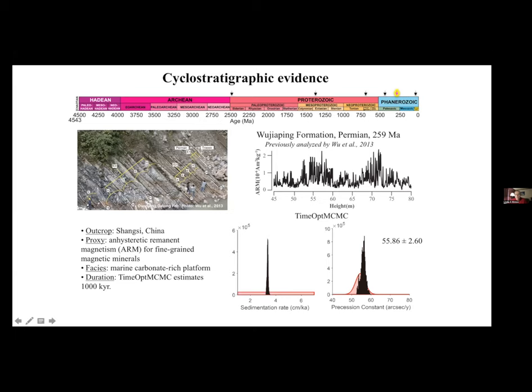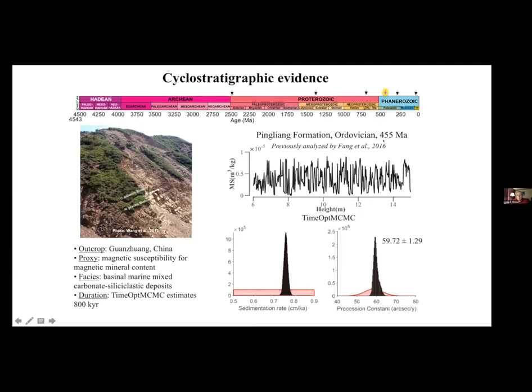And the TimeOpt MCMC results give us about a 3 centimeter per 1,000 year sedimentation rate and a best fit. This is a prior, and this is the end result of the Monte Carlo simulations, giving us a best fit of 55.86 arc seconds per year precession constant. This is older now, at 455 million years ago, giving us a 59.72 arc seconds per year precession rate.